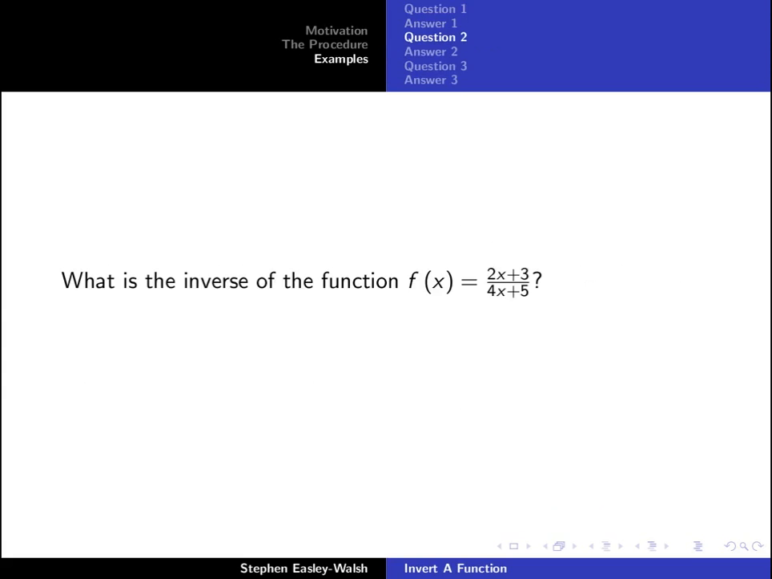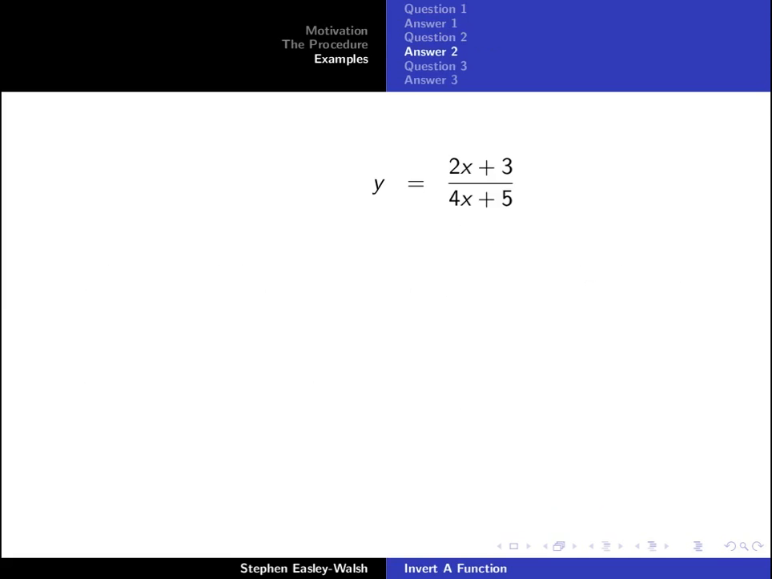I would like you to try this one. Pause the video and resume when you're ready to see the answer. So in this, we need to find the inverse of the rational function (2x + 3)/(4x + 5). So we have y = (2x + 3)/(4x + 5).